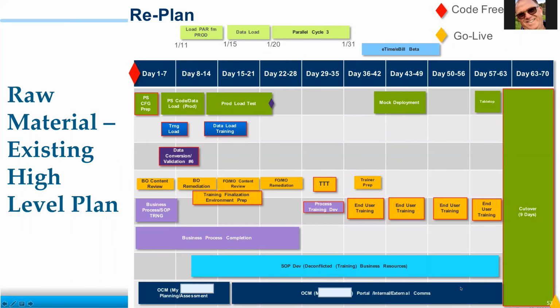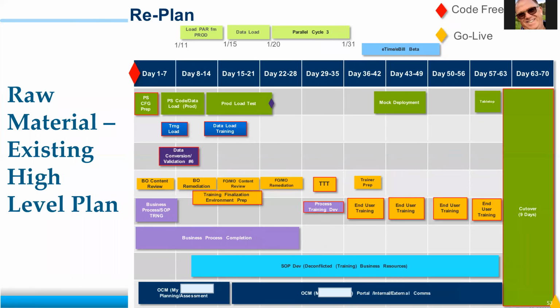It tells us what to do. I mean, okay, we're going to do data conversion validation, and we're going to do back office remediation, and we're going to do front office, middle office content review, and then front office, middle office remediation. He has kind of a rough sequence of what needs to get done, but it's not well connected, and there aren't names to it. So he said, well, this is kind of the direction. And we see a lot of projects like this. It's a great start.